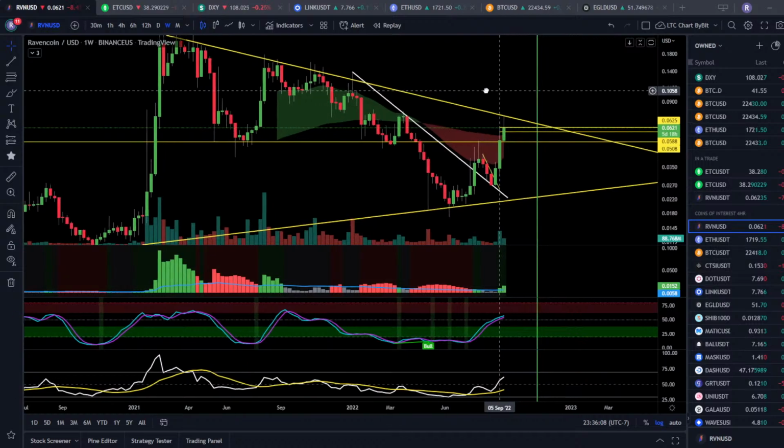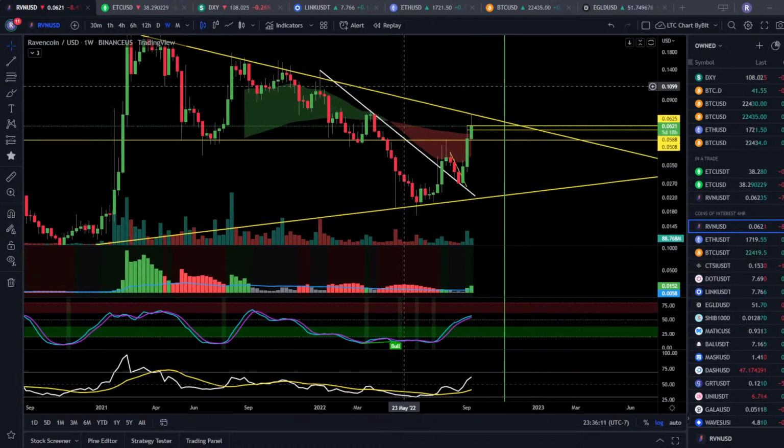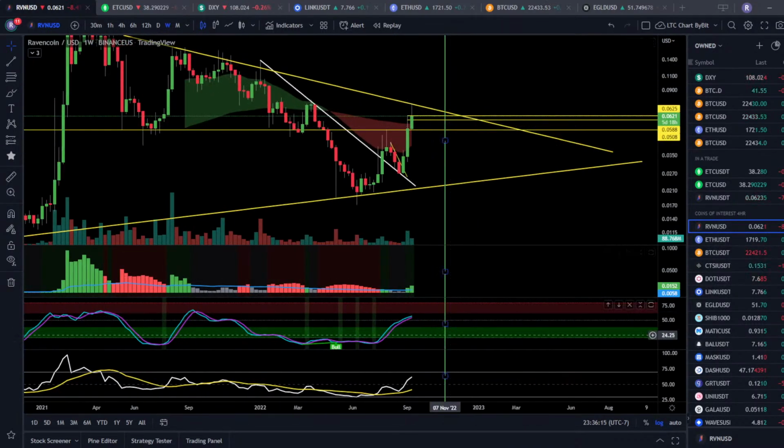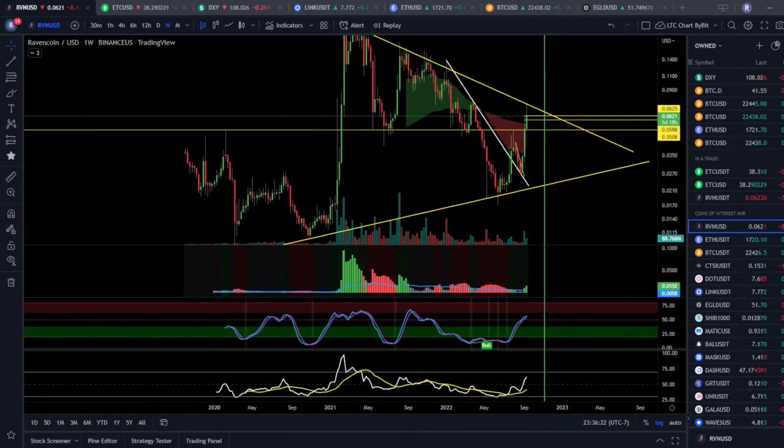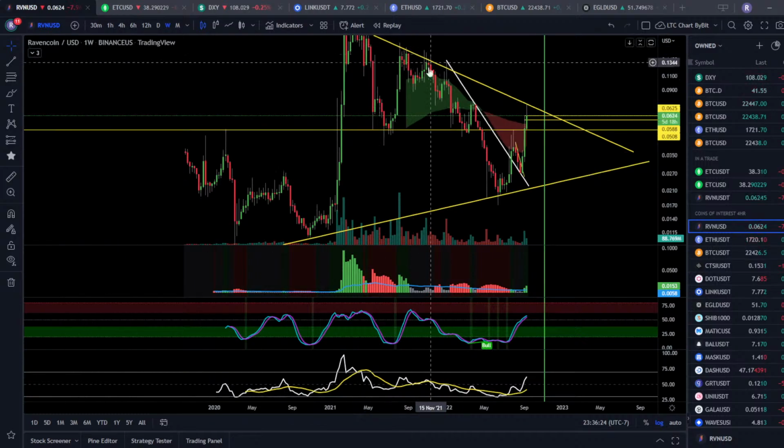But yeah, back to Raven Coin. So we hit this resistance after I moved my resistance line. I just want to keep saying that. I opened up the RSI. I haven't had the RSI open on many of my videos, but I wanted to see where we were at.